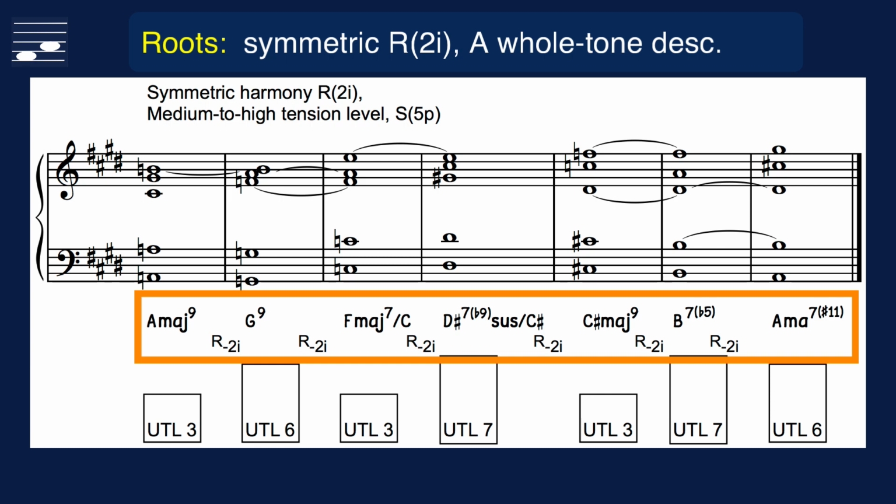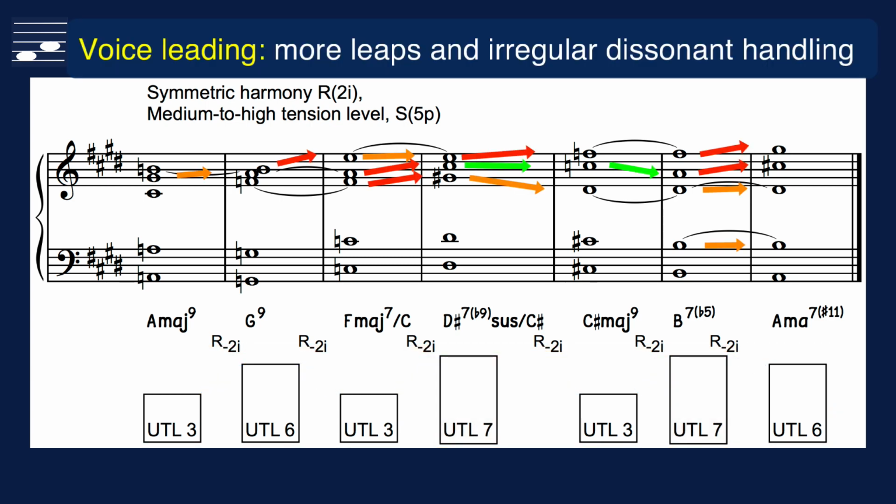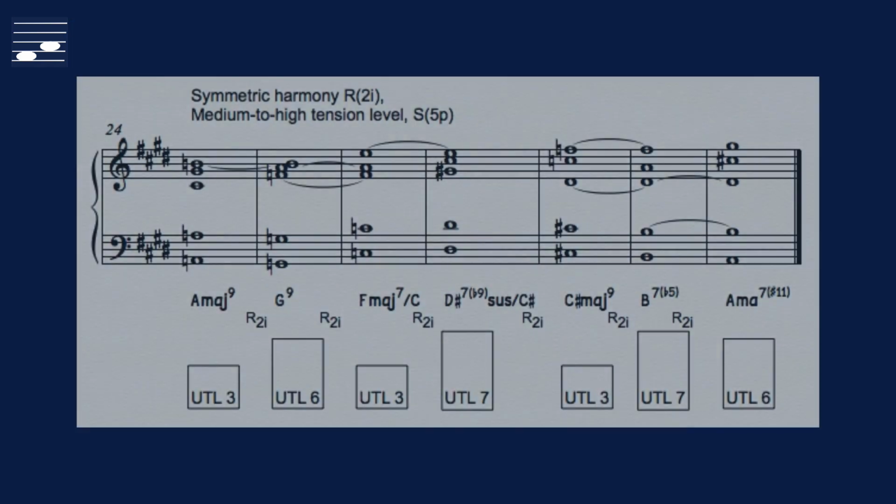We see the descending roots following the A whole tone scale. Now the majority of chords contain tritone intervals and fall into the tension level 6 or 7 category. The voice leading is full of irregular dissonant chordal function preparations and resolution. And here is how it sounds.